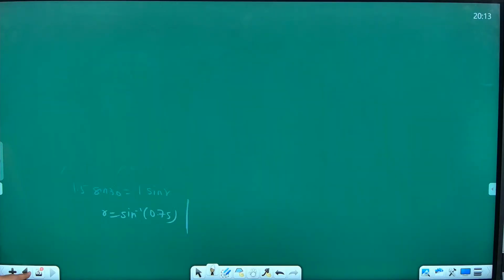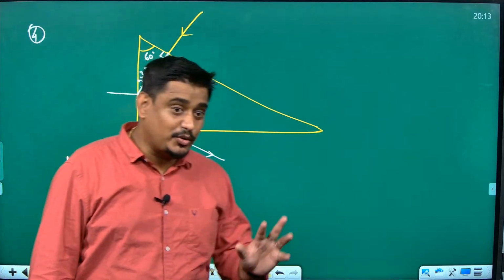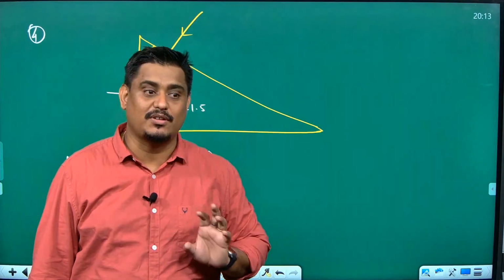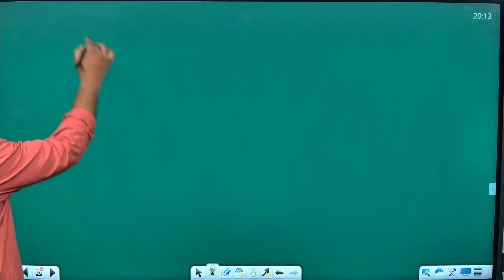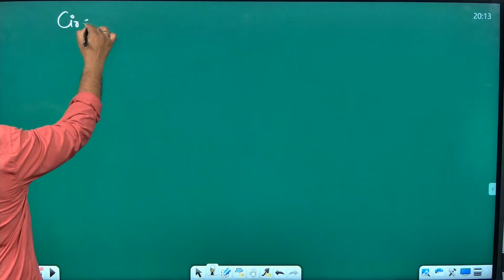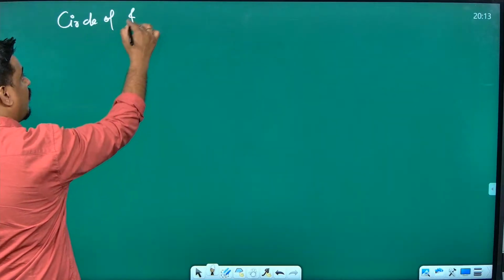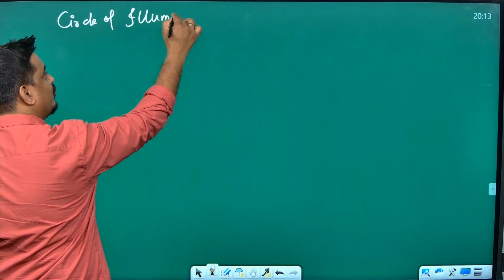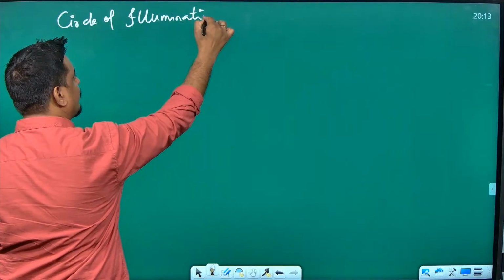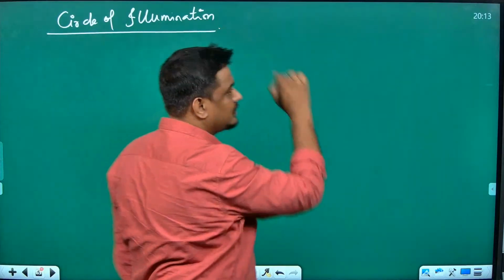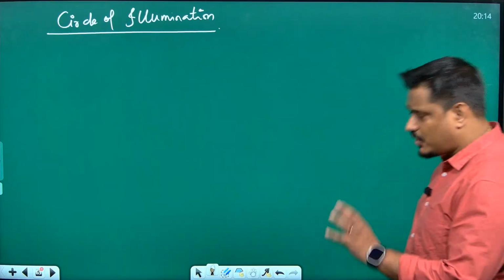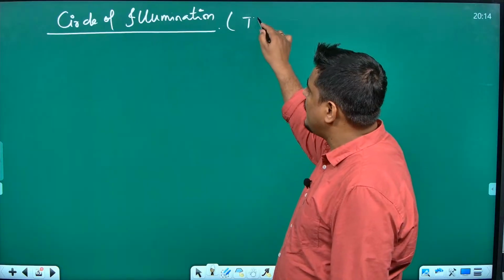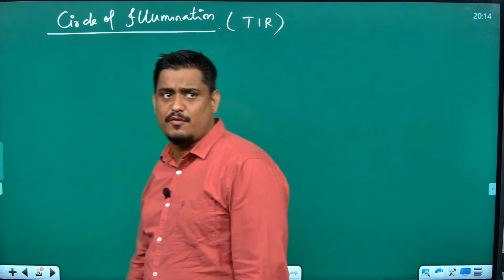See, these topics are not there in NCERT, but there is a question in the exercise based upon this concept. So let me teach the concept itself to you. Heading is circle of illumination. Please pay attention, everybody. Circle of illumination is a concept of TIR only. It's an application of TIR.